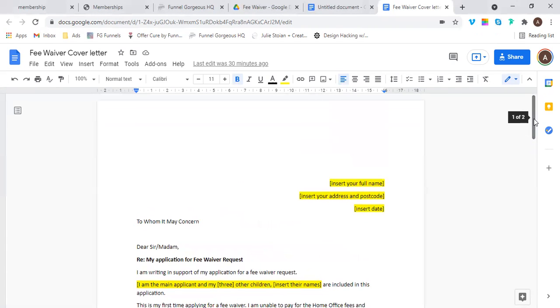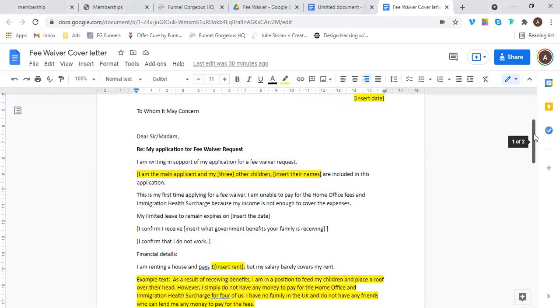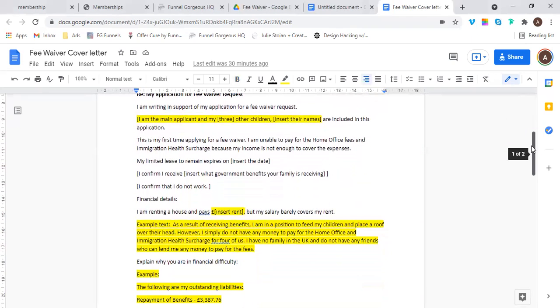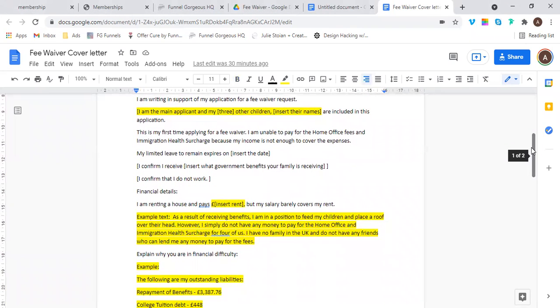Okay, so the top part here is usually where you put your full name, your address, and your postcode, and also you insert the date. These are highlighted to remind you that you need to insert your details there. Okay, and then it says, to whom it may concern, Dear sir, madam, my application for fee waiver request. So here, I'm writing in support of my application for fee waiver request.